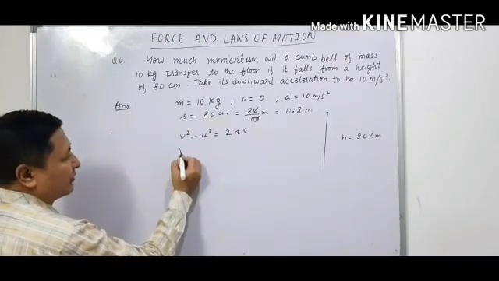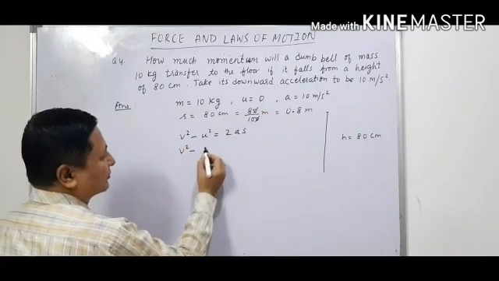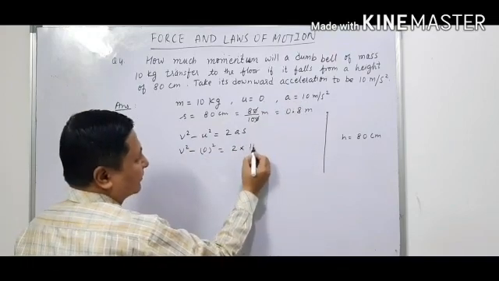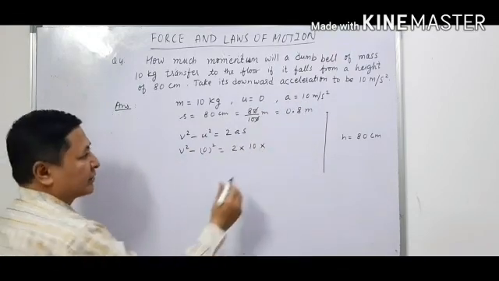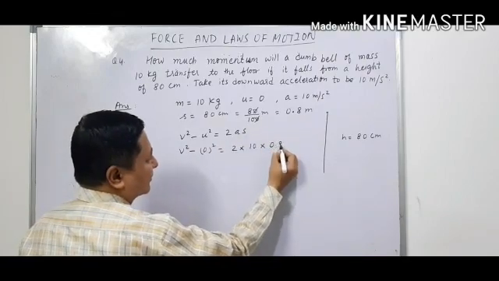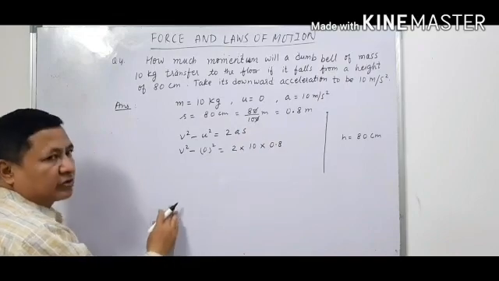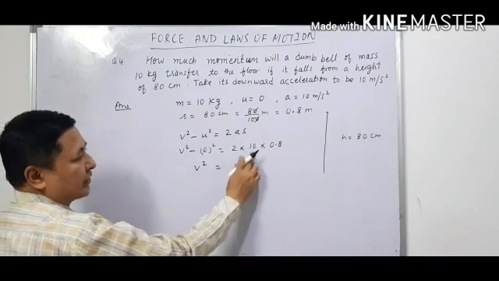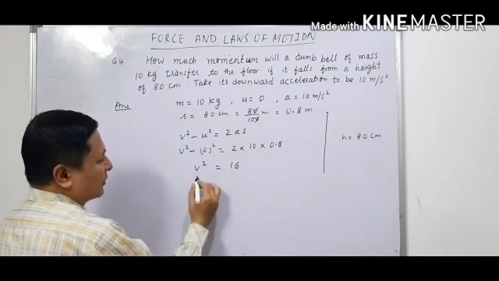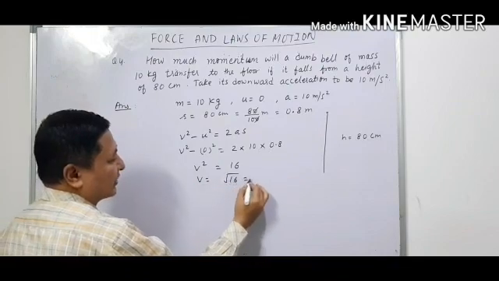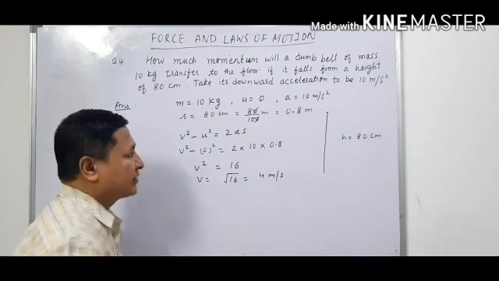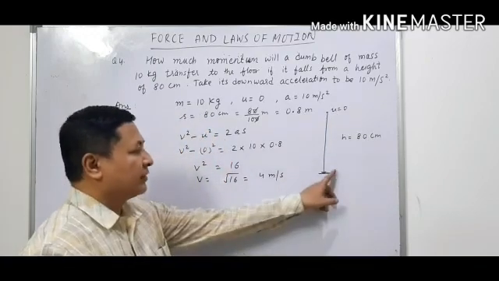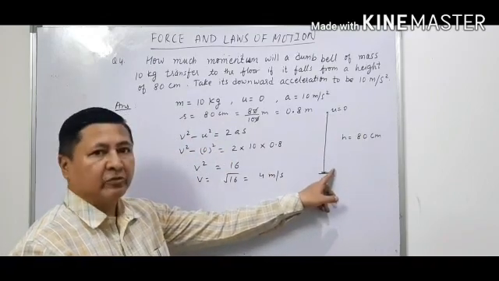Final velocity we don't know, when it will strike the ground. Initial velocity is 0. 2 into A, acceleration, that is 10, and S is the distance, that is 0.8 meter. So V square minus 0 square, and 0 square is 0, so that will make it V square, and 2 into 10 into 0.8 will be 16. So V will be equal to the square root of 16, that is 4 meter per second. That means initial velocity was 0, and when it strikes the ground, the final velocity will be 4 meter per second.